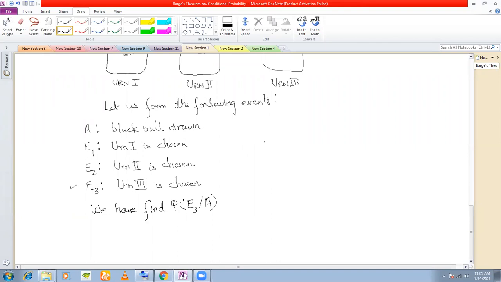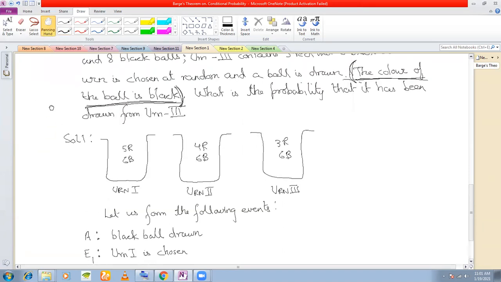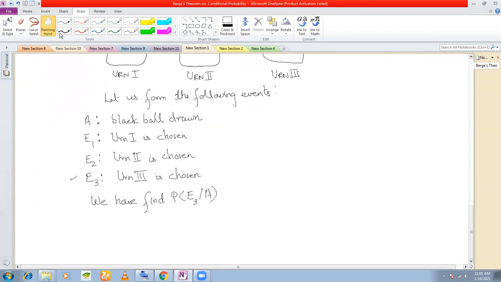So this part must be very clear, that we have to find P(E3/A), that is, the probability that urn 3 is chosen given that the ball is black, according to our question. Now we shall see what probabilities are given to us.